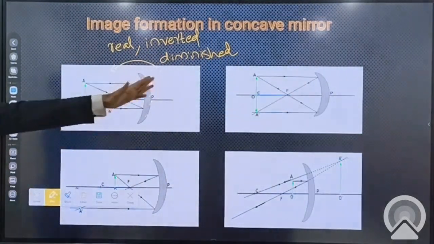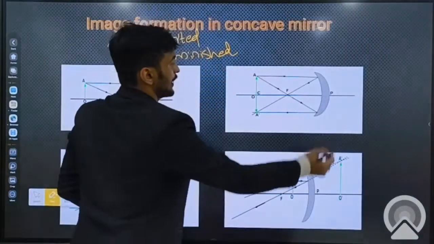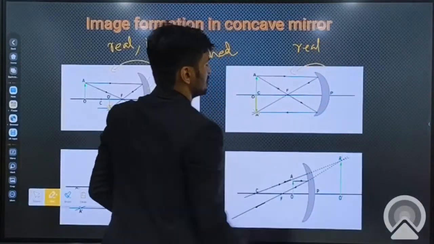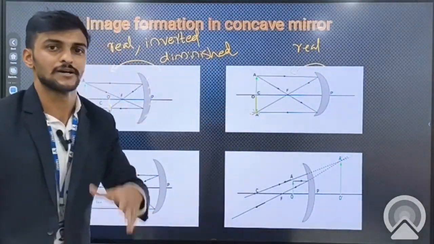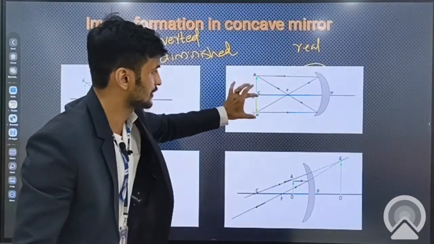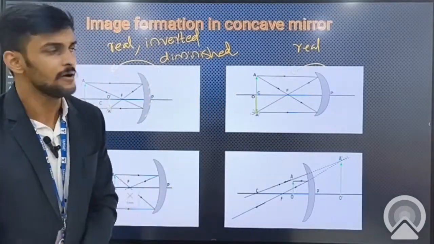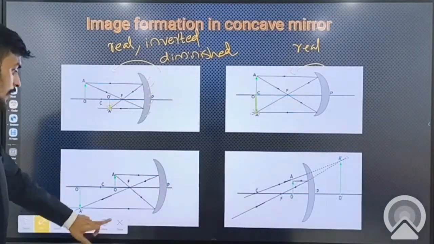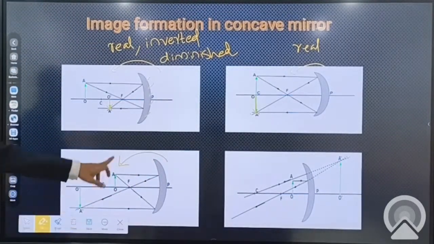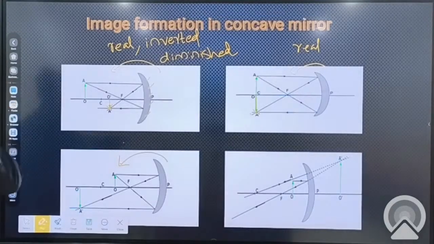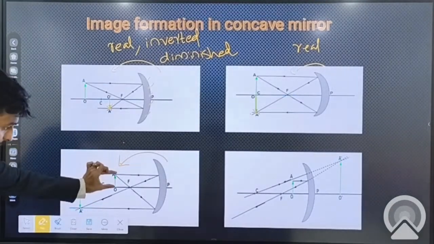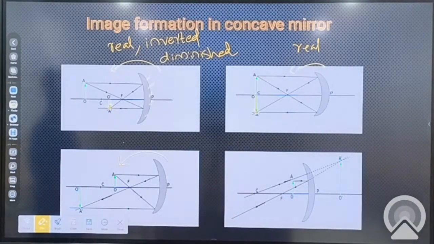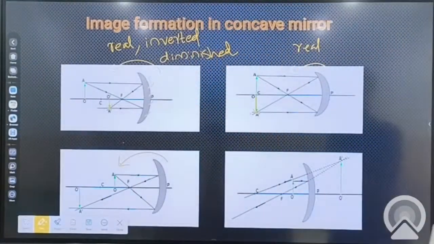Clear? Like that, what will be the property of this image? You can see this is our image, so image is on the left side, so it is real. And you can see it is under the principal axis, so it is inverted. And you can see the size, both are same, right? So the image is same size. Clear? So in this case also, image is on the left side, so it is real, and it is under the principal axis, so it is inverted. And you can look at the size. The object is this size, but the image is bigger, so it is enlarged. Clear? Okay, I hope this is clear.